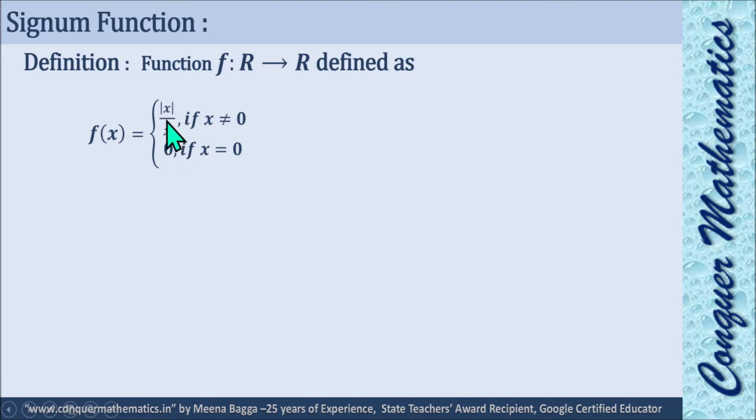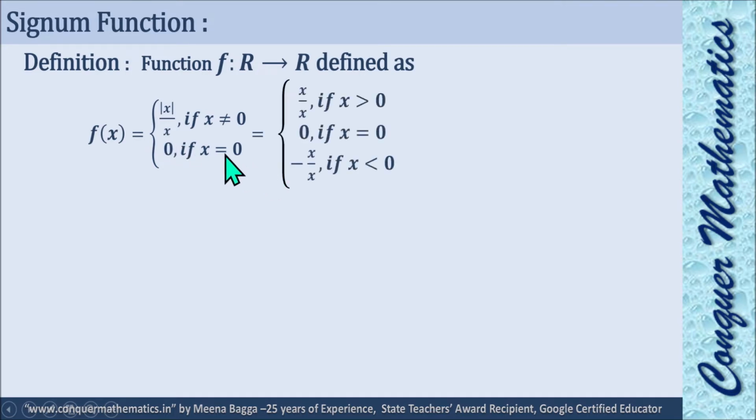Now, if you apply the definition of the modulus function, what does the modulus function mean? We have already discussed it last time. Modulus x is x if x is positive. This is for x not equal to 0, which means x can either be positive or negative. Modulus x is x if x is positive and it is minus x if it is negative. Right? If we apply this, then this definition will remain 0 at 0. Okay, it will remain as such.